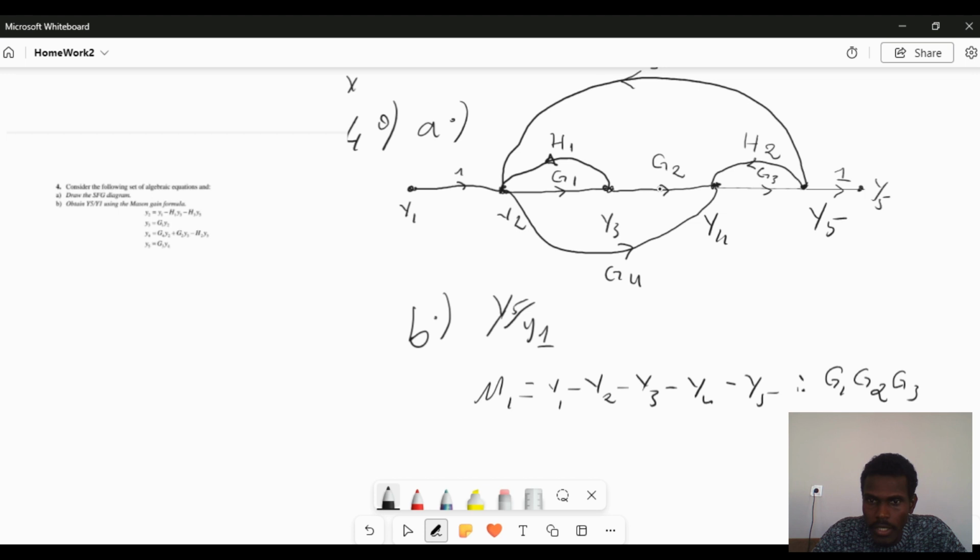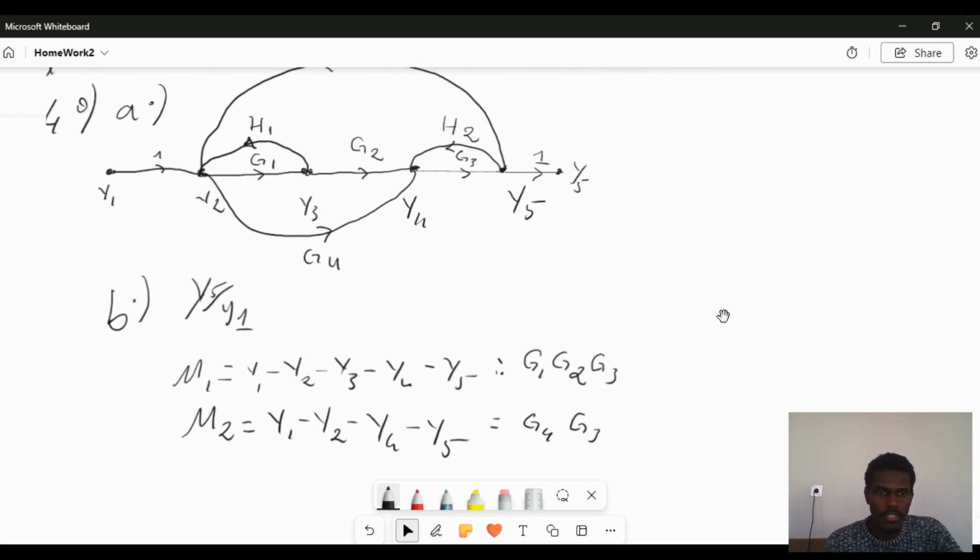And you can say that we have another path, which we can call M2. It's going to be y1, y2, y4, and y5. And here we have only G4 and G3.